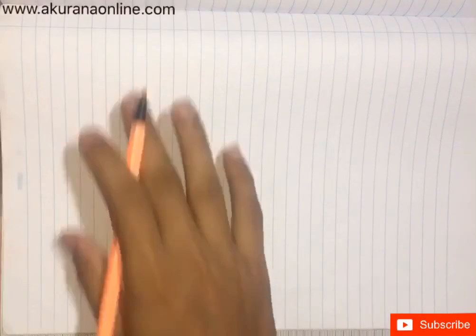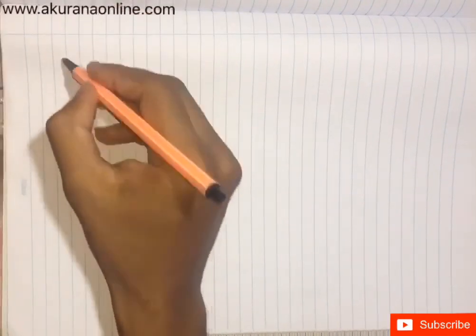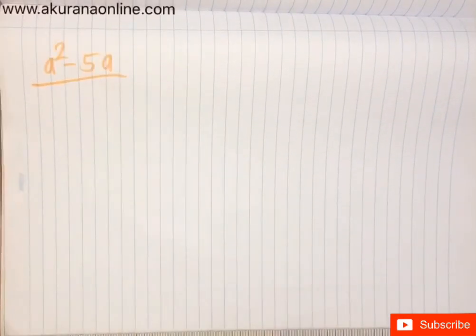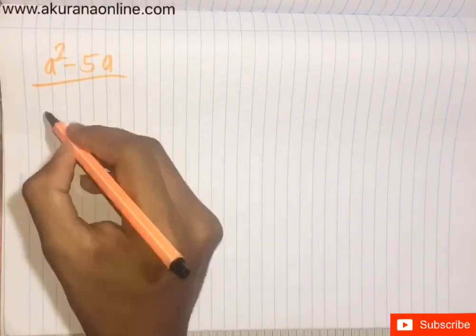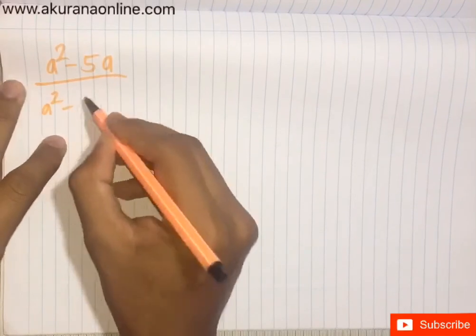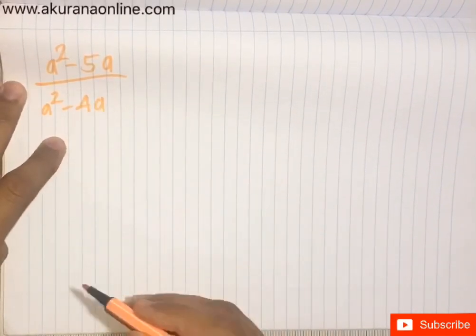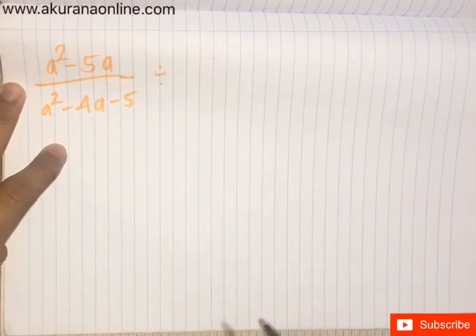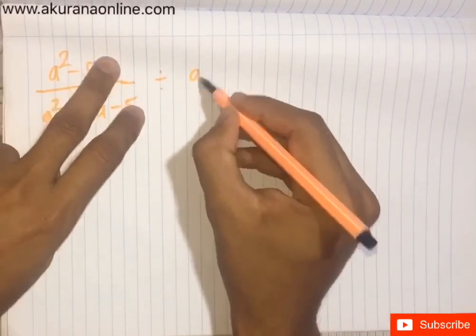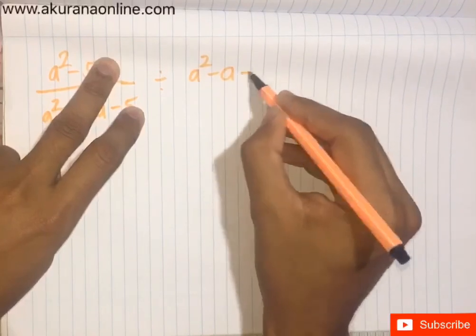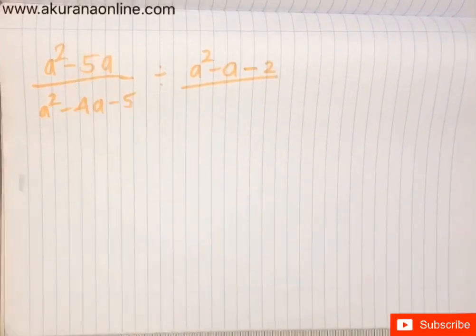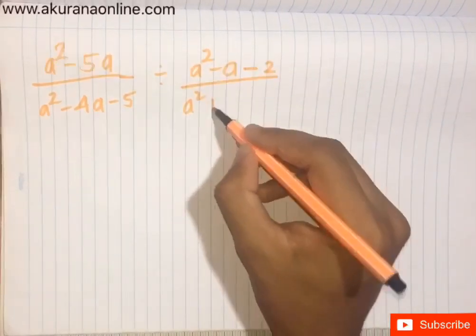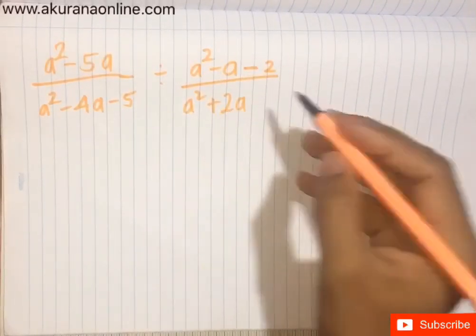Here the main idea is about factorizing. If you factorize, the questions are very easy. a squared minus 4a minus 5 divided by a squared minus a minus 2 over a squared plus 2a plus 1.